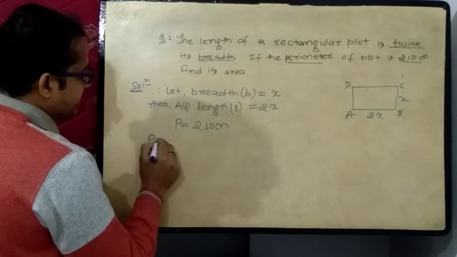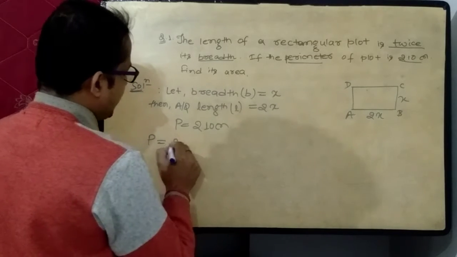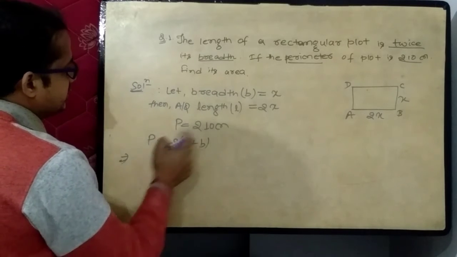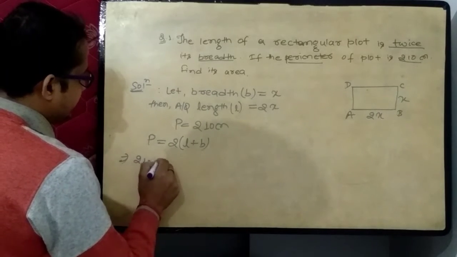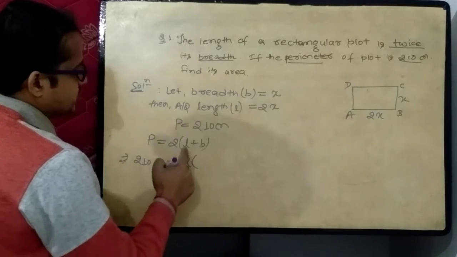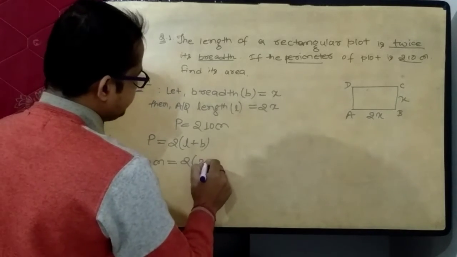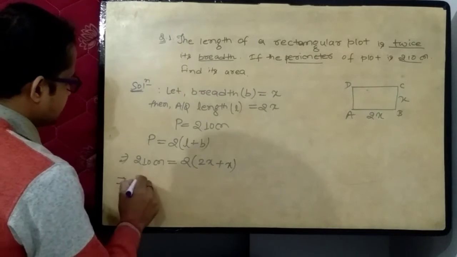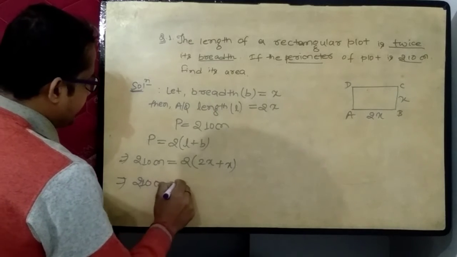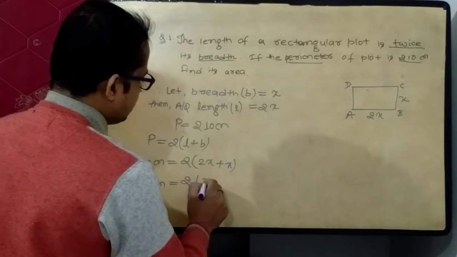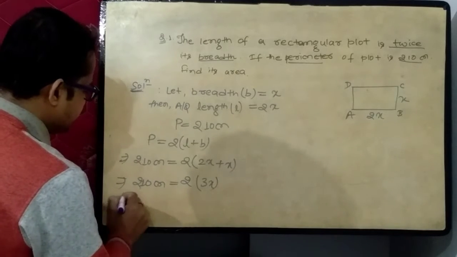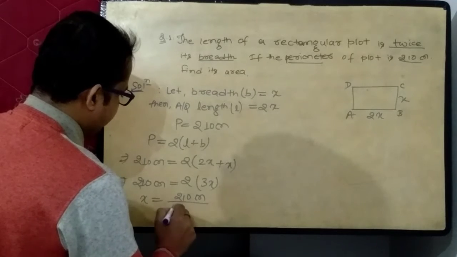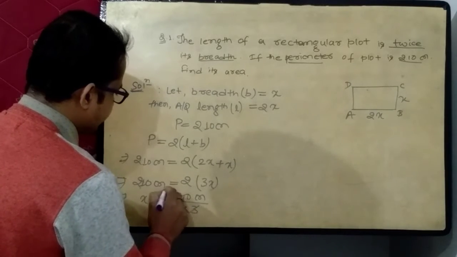Now perimeter of rectangle equals to what? Twice into length add up breadth. According to question, perimeter is given 210 meter equals to twice into L, which is 2x, add up B, which is x. This implies 210 meter equals to 2 into 3x. This implies x equals to 210 meter divided by 2 into 3.